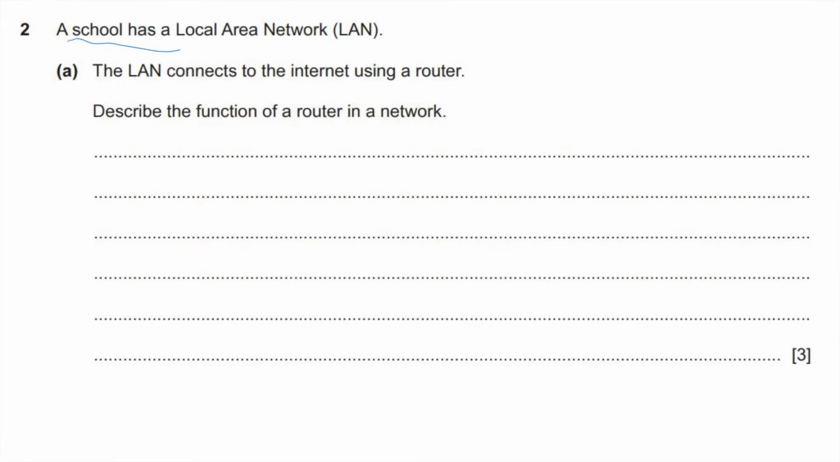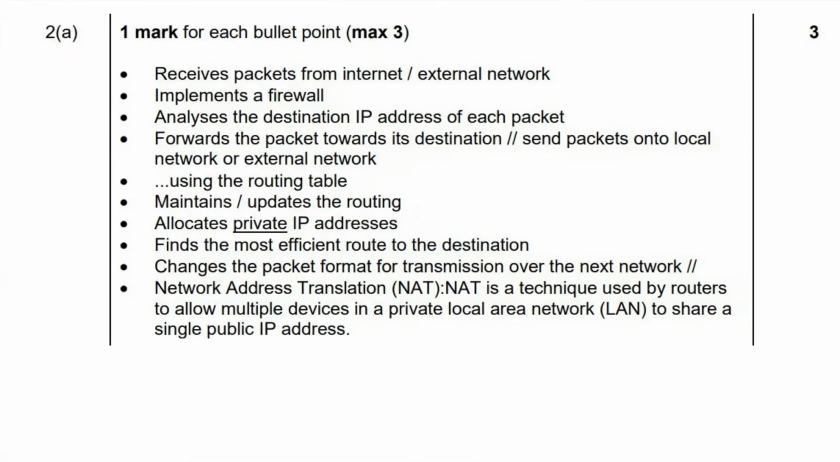Next, a school has a local area network. The LAN connects to the internet using a router. Describe the function of a router in a network. So again, it's basically all stuff we've seen before. There's one right here, network address translation. So that's something that might be worth knowing.